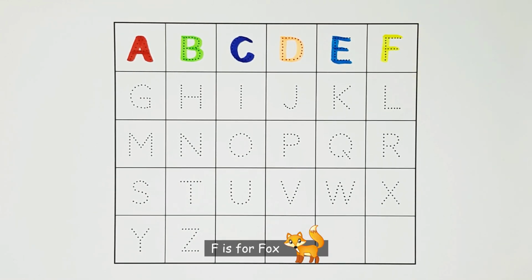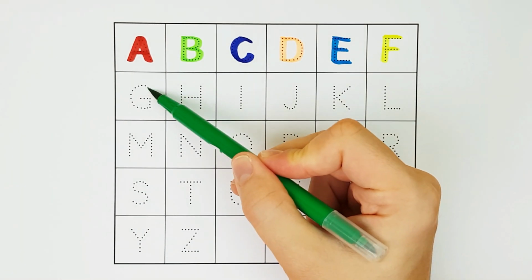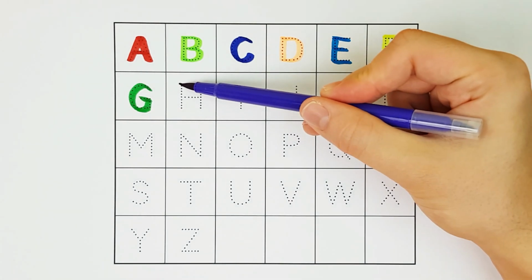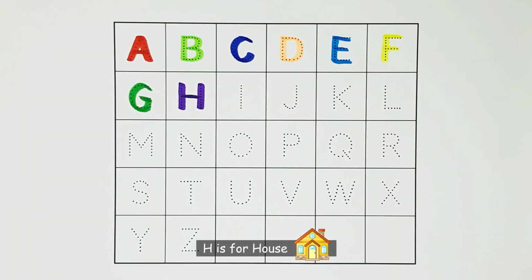F is for fox. G is for grapes. H is for house.